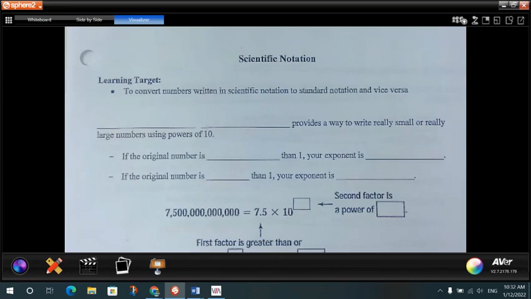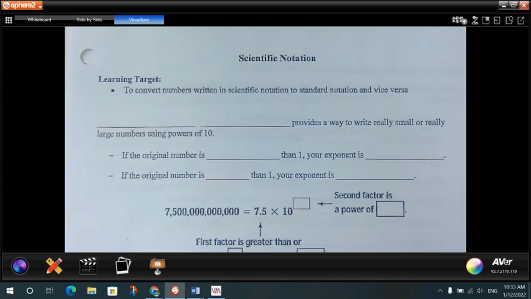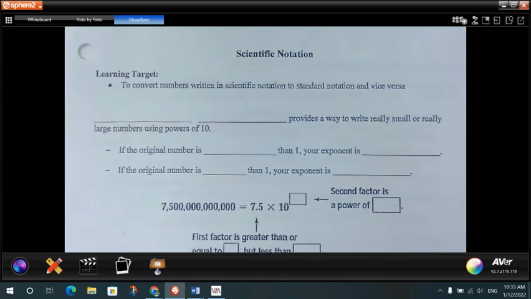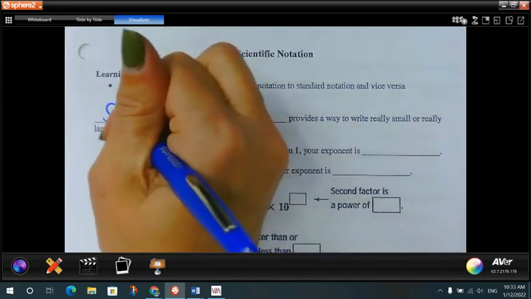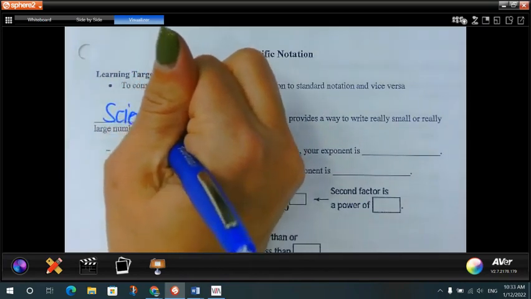Hi, eighth graders. Today we started our mini unit on scientific notation. And so you should have this note sheet out in front of you. And we're going to start talking about that.